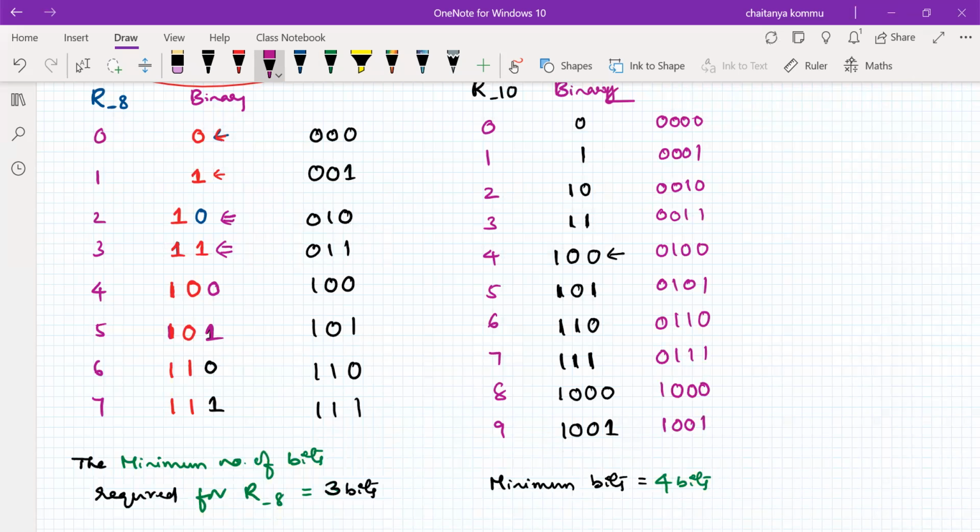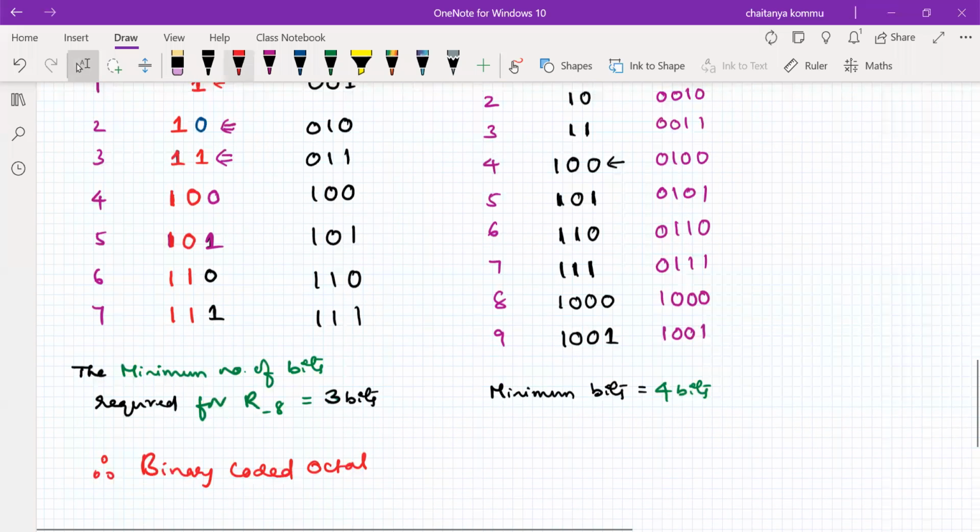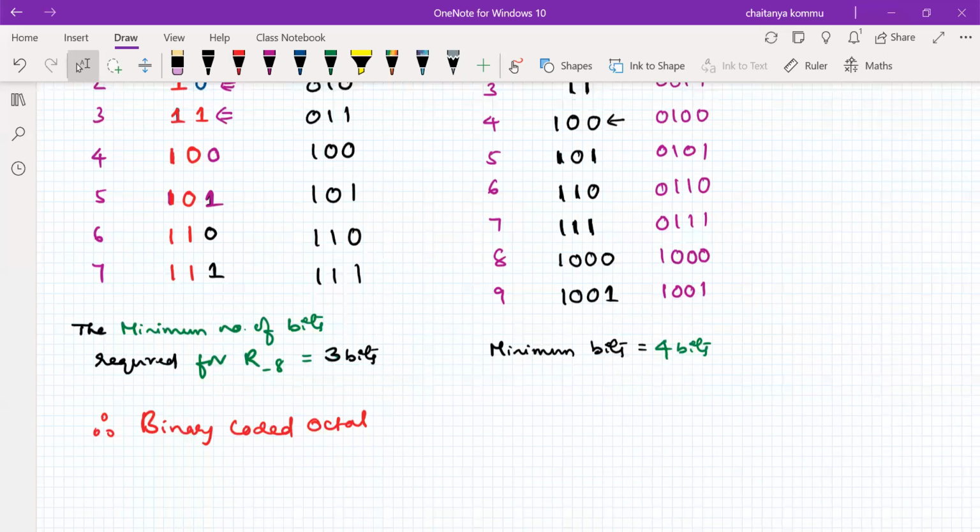Is it clear to all of you? So this is a very important, very popular mechanism. The word is called binary coded decimal. This is called BCD. People will call it as BCD.